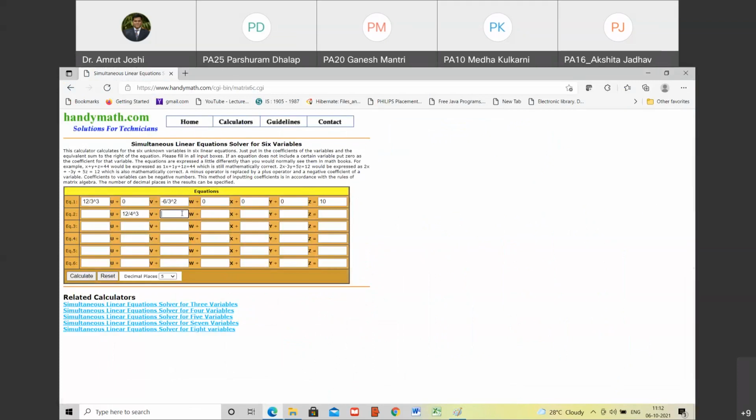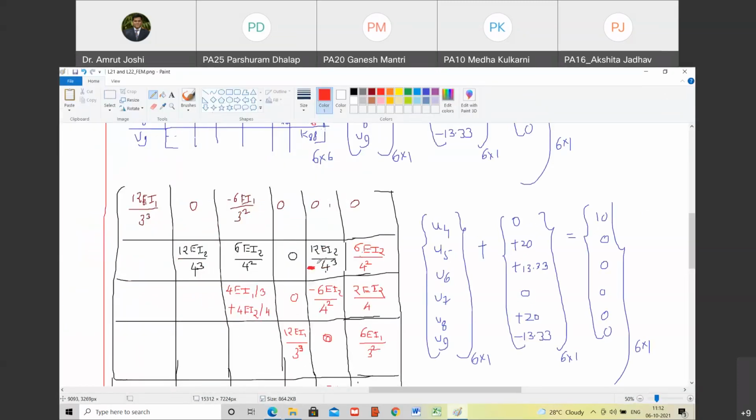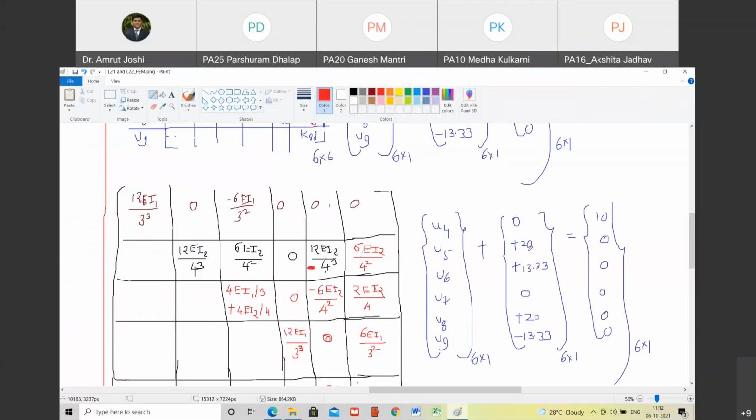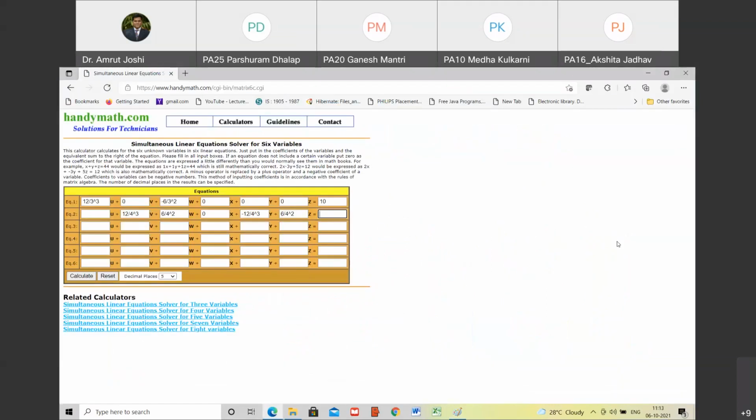Then you have 6 upon 4 square. Then you are going to have 0, 0. Then you are going to have minus 12 by 4 cube, minus 12 upon 4 cube, and 6 by 4 square. Then 6 by 4 equal to square, 0, and is equal to, no, not 0. This 20 will go on the other side and it will become minus 20. So this is minus 20. Now, third equation.